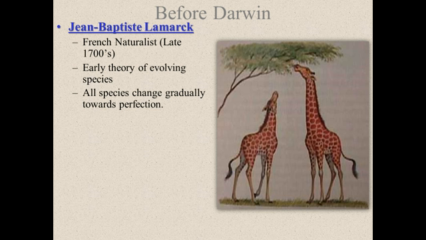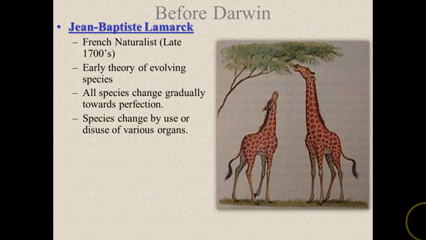His idea was that species such as the giraffes that we show here were changing gradually, but that they had sort of a goal, that there was a goal that they were evolving towards. Which of course we know now is not correct. It's not supported by our current knowledge of genetics. And that they changed by either using or disusing various organs.